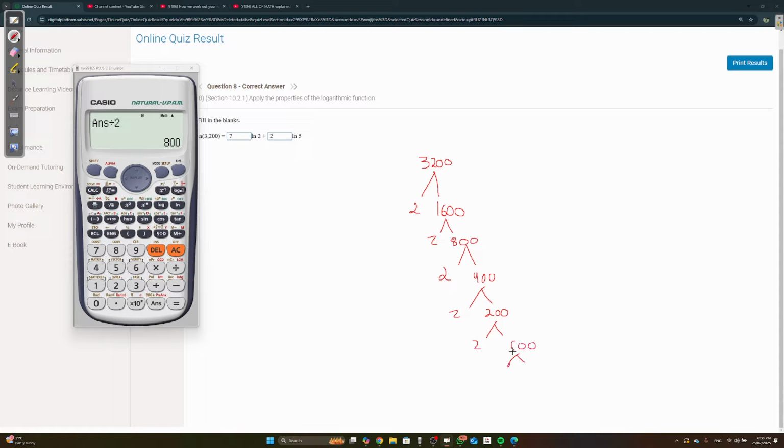Okay, 250, 125. Can you divide by 2 anymore? No. So what do you do? You move to the next factor, 5. So divide by 5, you get 5 and 5. Count how many 2's do you have? 7 2's. Count how many 5's do you have? 2 5's. So this is how you prime factorize.